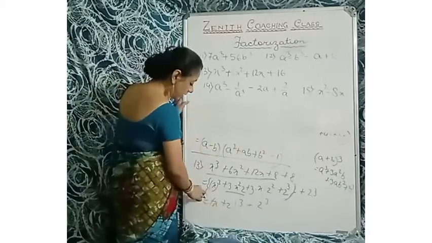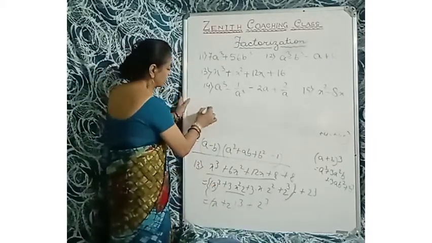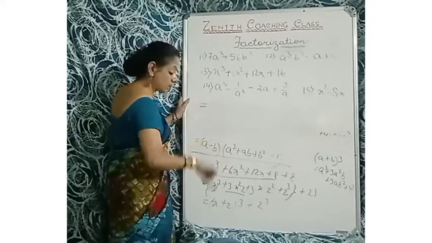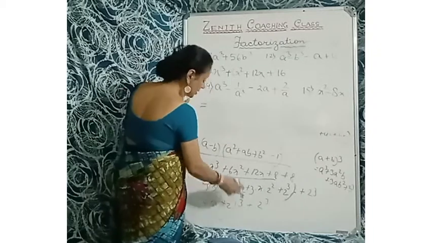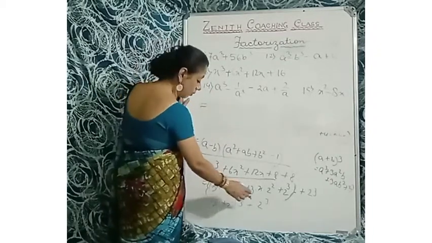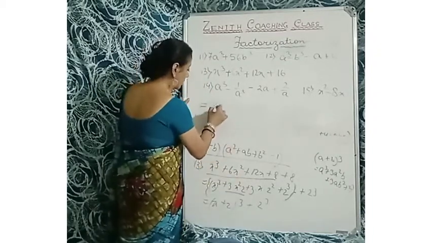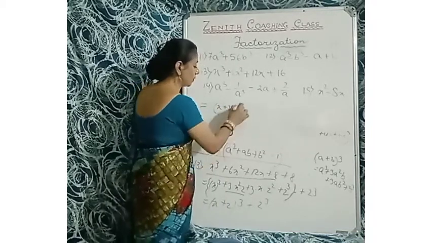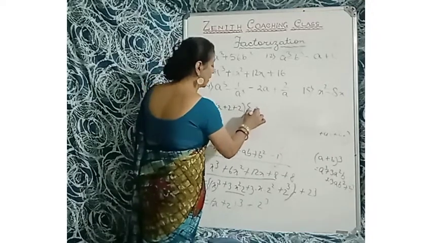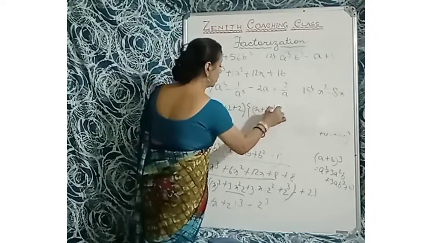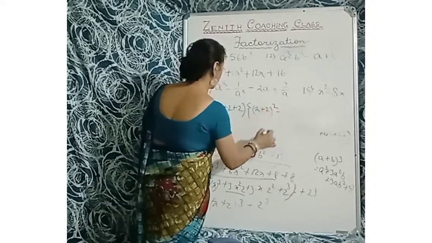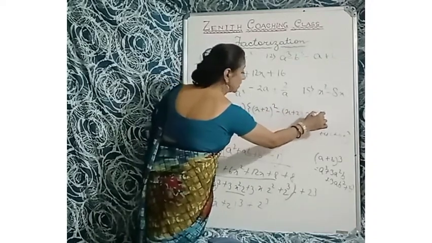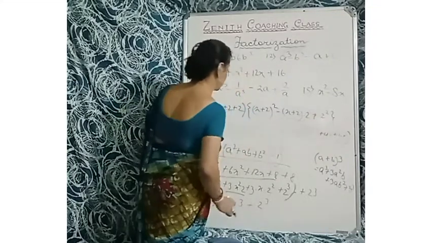So what will we write here? So a cube plus b cube, that is, x plus 2 whole cube. So a cube plus b cube: a plus b, that is x plus 2 plus 2. A plus b multiplied by a square, that is x plus 2 whole square, minus ab, minus x plus 2 multiplied by 2, plus b square, that is 2 square.